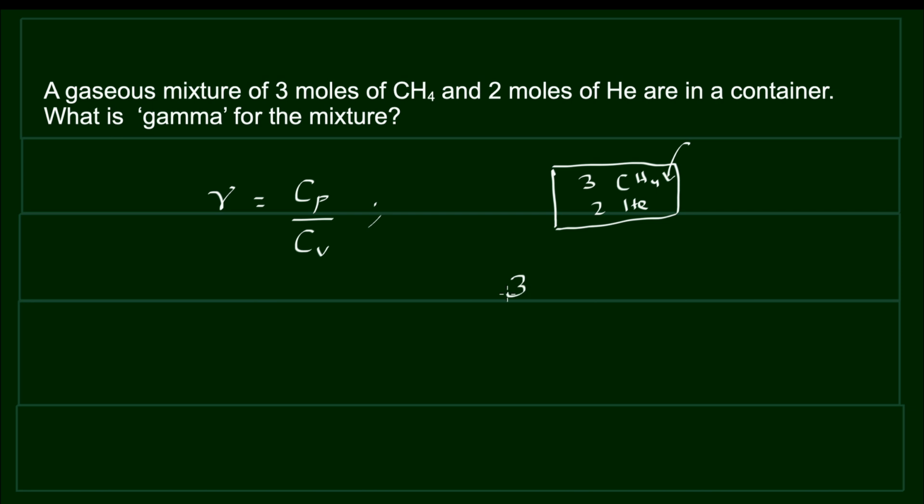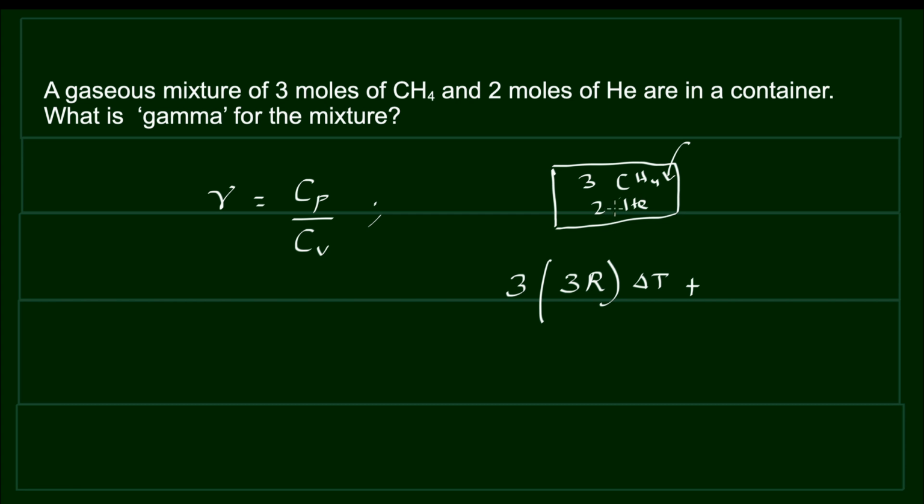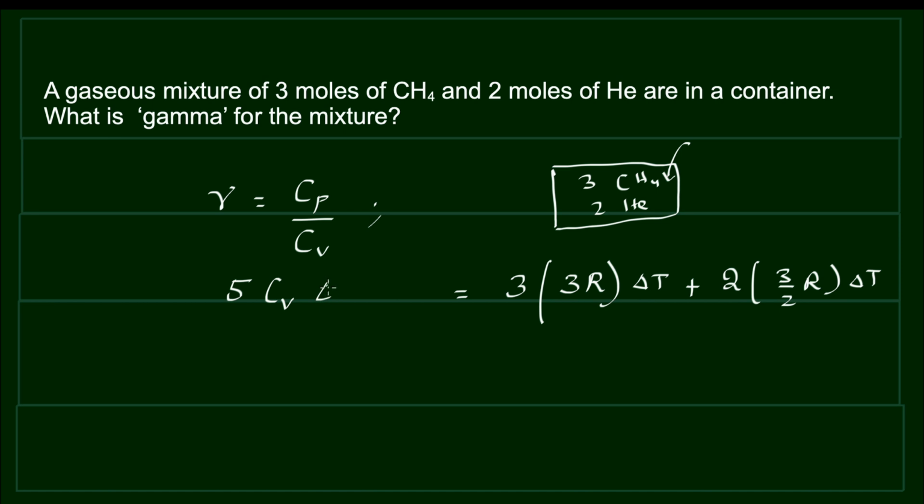So it's going to be 3 NCV for methane. Methane has 6 degrees of freedom, 3 translational, 3 rotational. We ignore vibration. So that is 6 times half kT, that is 3 kT. So this is going to be 3R is CV times delta T. That's the amount of heat that methane absorbs, plus the amount of heat that helium absorbs. 2 moles, and helium is monatomic, so that's going to be 3 by 2 R times delta T. That's going to be N, totally we have 5 moles, and Cv for the mixture times delta T.